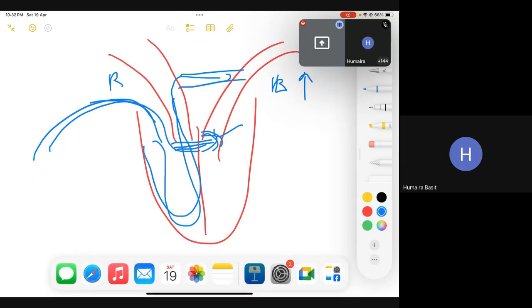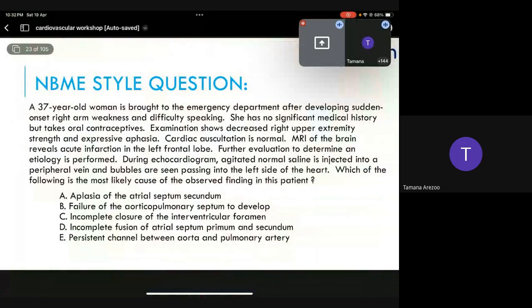Okay, that's perfect. And the PDA will close functionally in about 24 hours and anatomically after 2 weeks. We'll be discussing PDA in detail further on. Basically, 100% oxygenation helps in closure of your PDA, and besides that, lowering of your prostaglandins is also helpful for closing your PDA. Okay, so let's discuss our next MCQ.